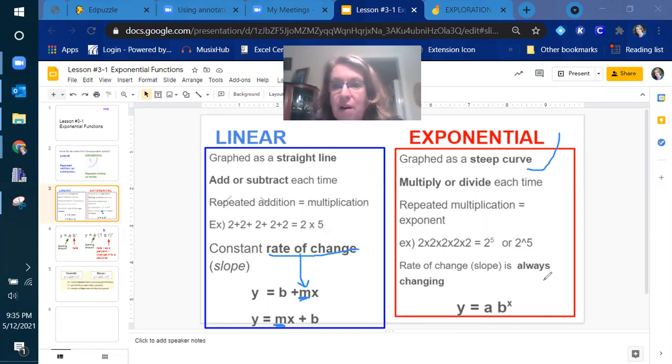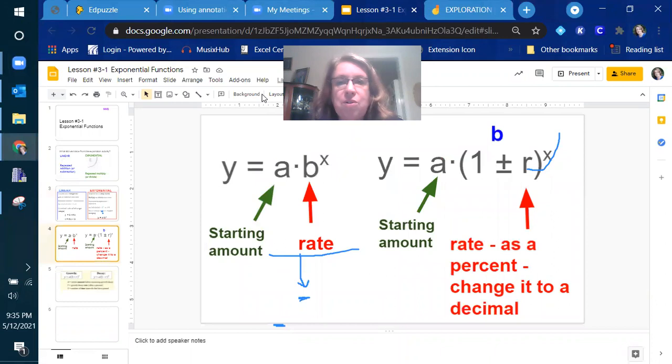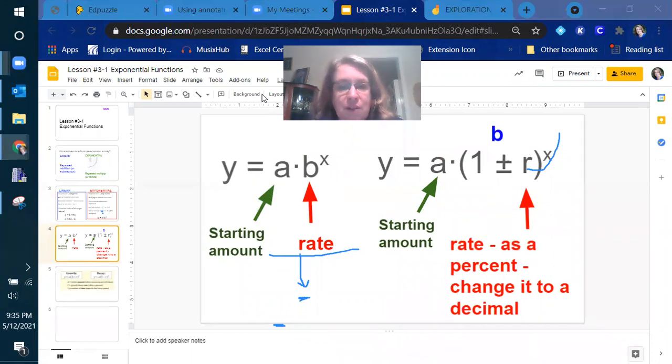And again, you can pause and stop as you need to make notes. I'm going to go on to the next slide. We've just got a little bit more that we're going to do right now. And I have to clean this up.